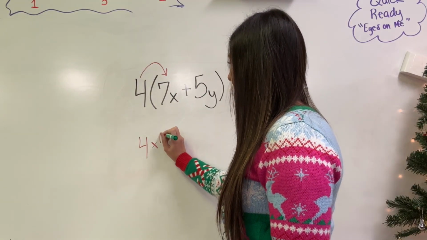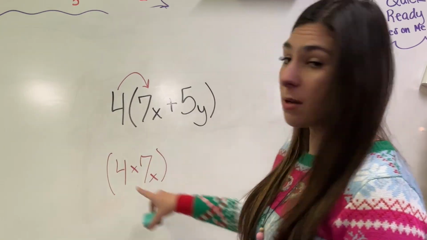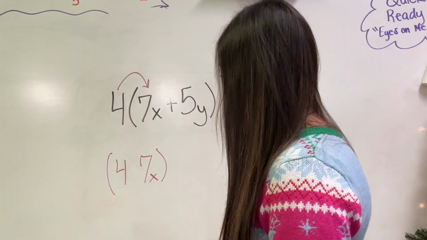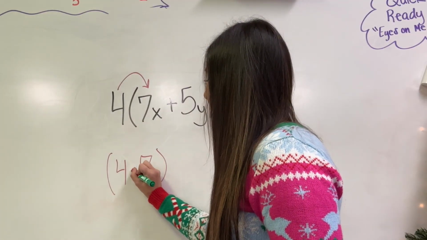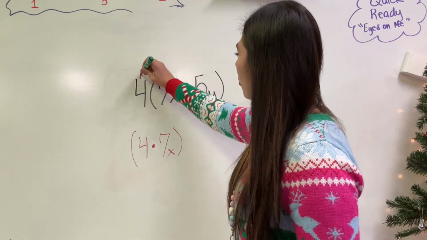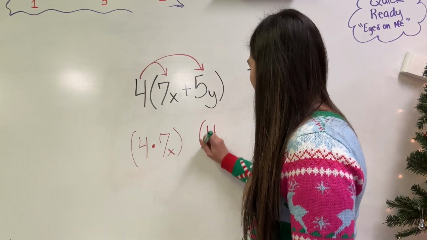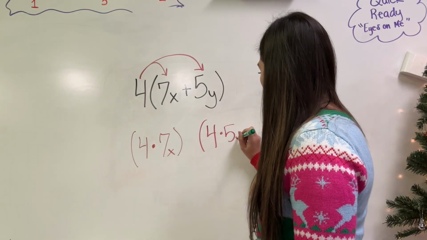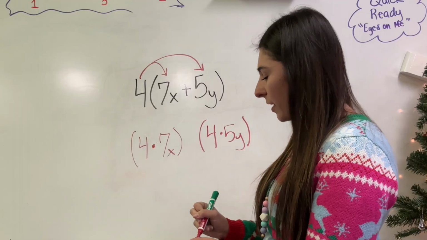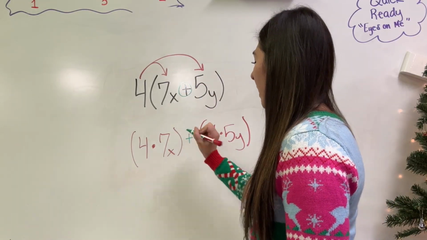So it's going to be 4 times 7x. You might also see multiplication written as a little dot now that we use x a lot for variables. So it can also look like this. Then you're going to share the love with the other number, giving us 4 times 5y. And don't forget that we need to also include the addition. That's going to connect those two.